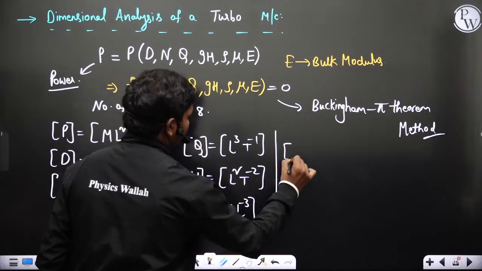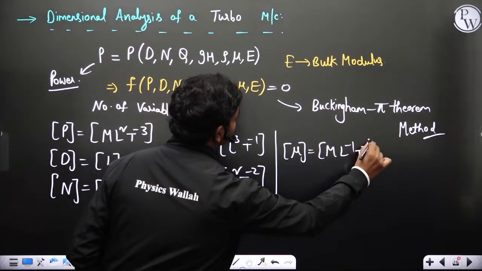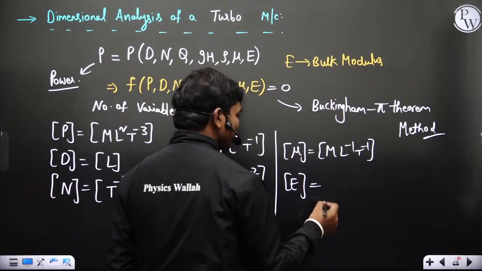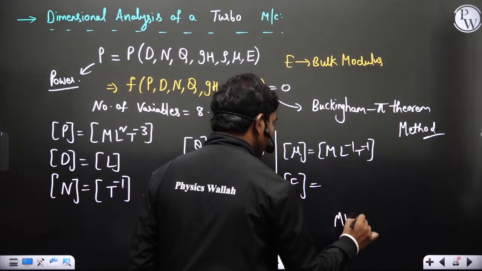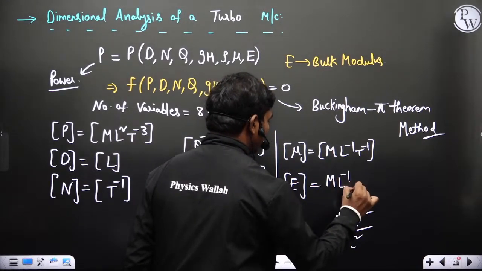Dynamic viscosity, SI unit, MKS, kg per meter second. So kg per meter per second. And bulk modulus has the same dimensions as pressure. So Newton per meter square, so M L T power minus 2 by meter square. So M L power minus 1 T power minus 2.